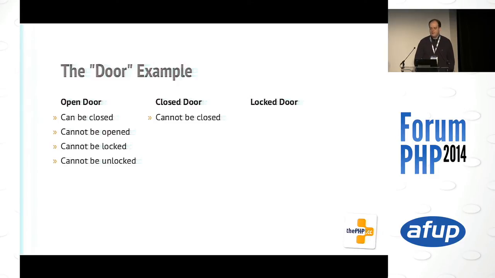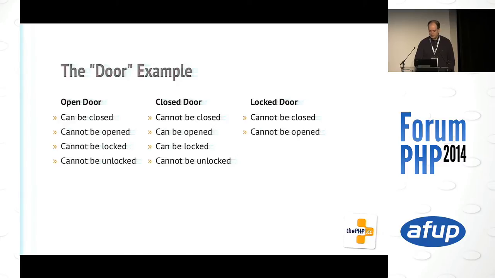A closed door cannot be closed because it's already closed. It can be opened, it can be locked. It cannot be unlocked. A locked door cannot be closed. It cannot be opened because it's locked. It cannot be locked because it's already locked. And it can be unlocked. So really simple example. We have three states and some characteristics about each state and some information about how we can get from one state to another. If we have an open door and we close it, we come to the closed door.